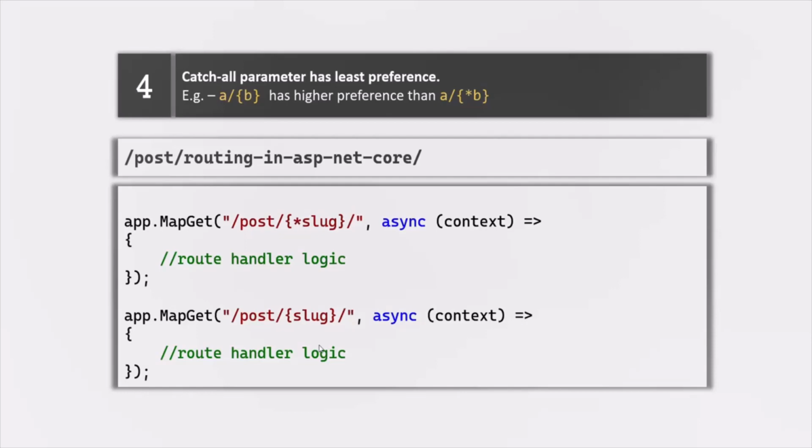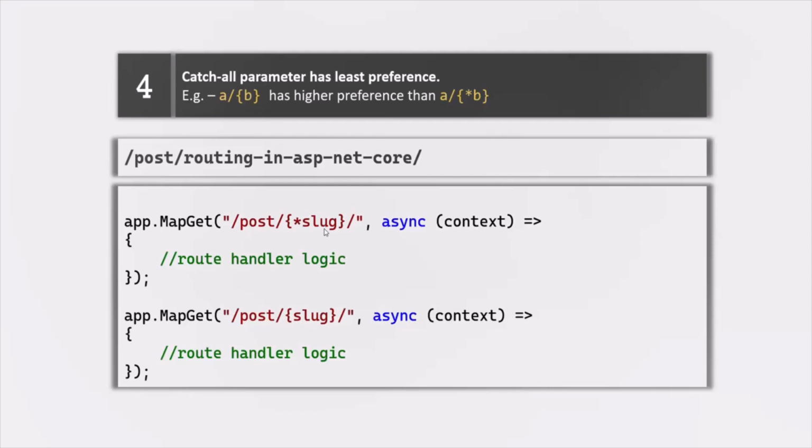The fourth and final route selection rule is that catch all parameters have the least preference. Now what is a catch all parameter? Well, if you see here, we are defining two routes. In the first route, we have slash post slash this slug route parameter. And before this slug route parameter, we are specifying this asterisk. That means this slug route parameter is a catch all parameter. In the second route, we have slash post slash slug. In this case, this slug is not a catch all parameter. In the first example, this slug here is a catch all parameter.